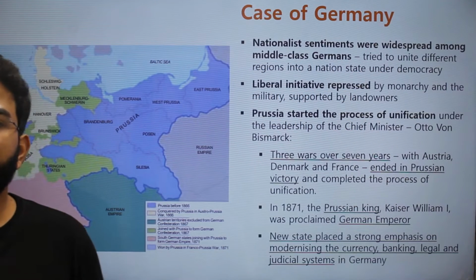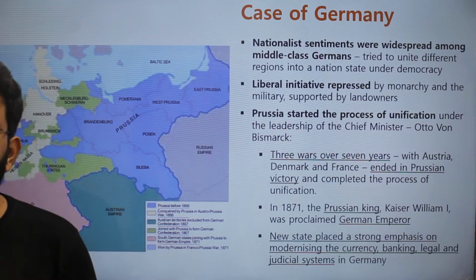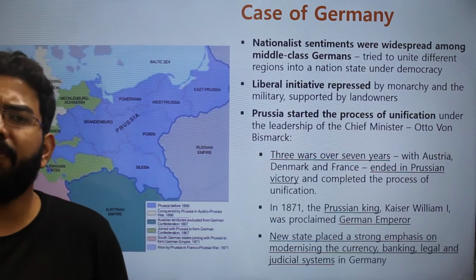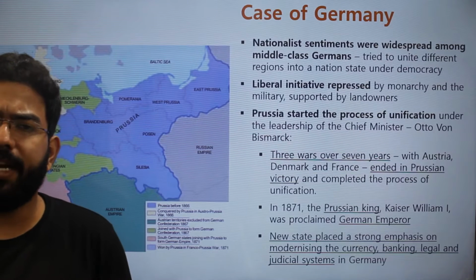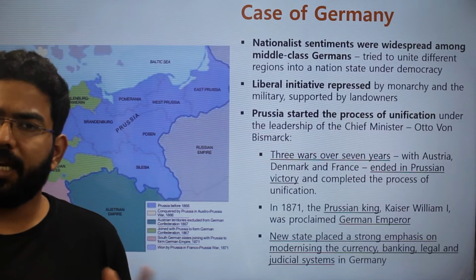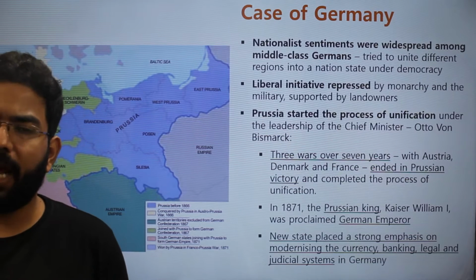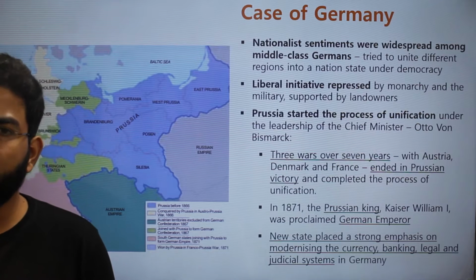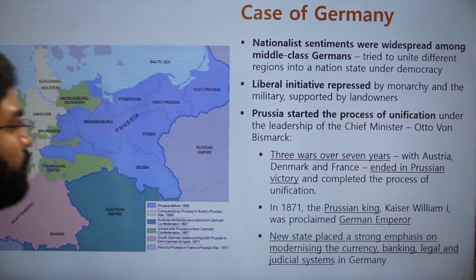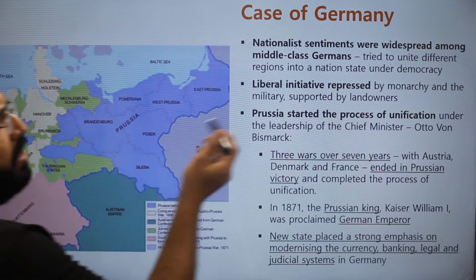So Germany was formed by various districts, various kingdoms ruled by different monarchs. The revolutionaries wanted a nation state governed by a constitution, but the conservatives used that idea of nationalism to ensure that the kingdom could be enlarged. So you could see that earlier.